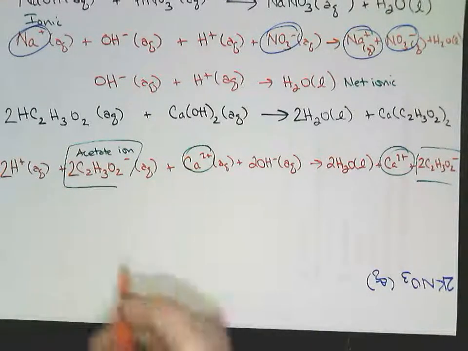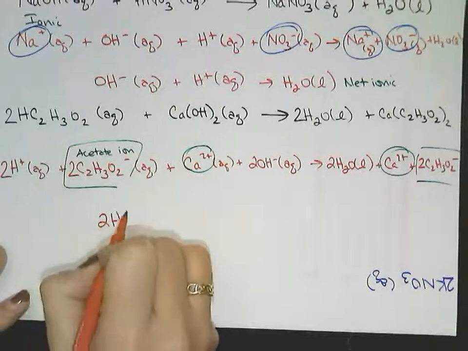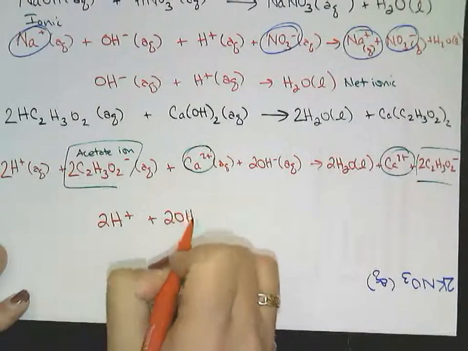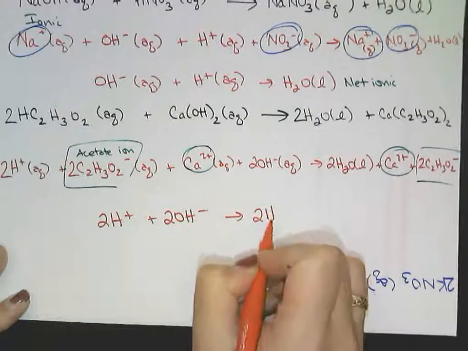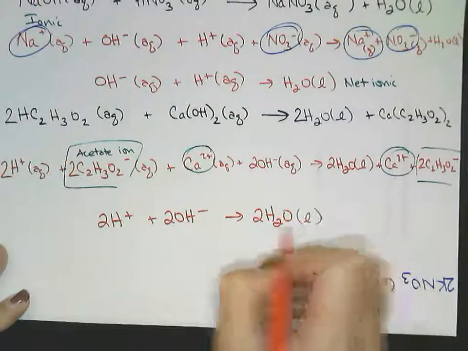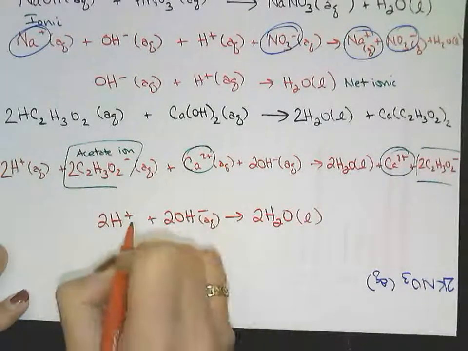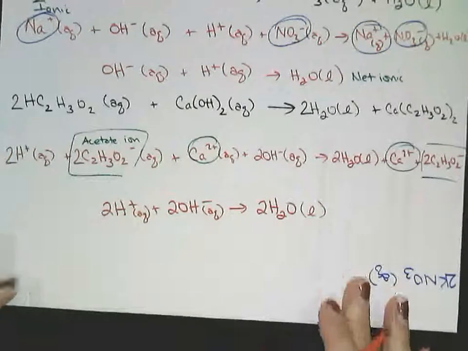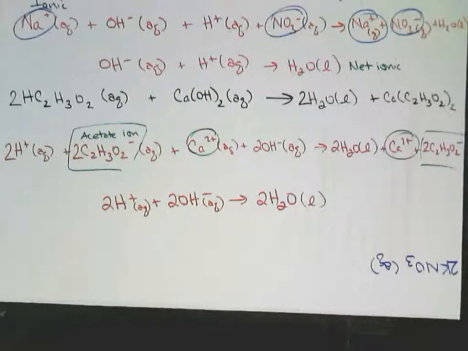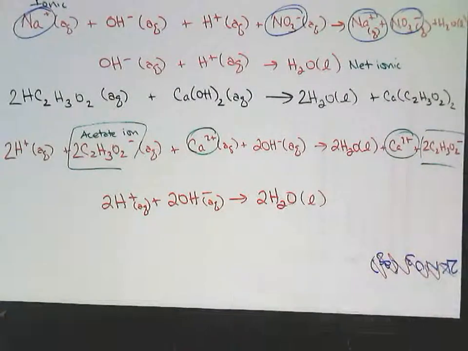So my final net ionic would be that. How do I simplify that? Divide everything by 2, right?